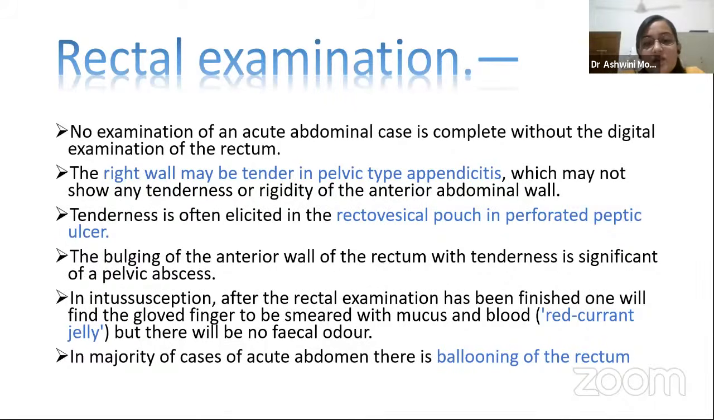In the majority of cases of acute abdomen, there will be ballooning of the rectum due to the empty, gas-filled distal rectum. All these things we have to see during the rectal examination. Also, in chronic abdomen or acute abdomen due to any mass in the rectum or distal bowel, we can palpate it on PR examination. If there is any mass or prolapse or any other condition, piles or hemorrhoids, we can elicit it on this rectal examination.